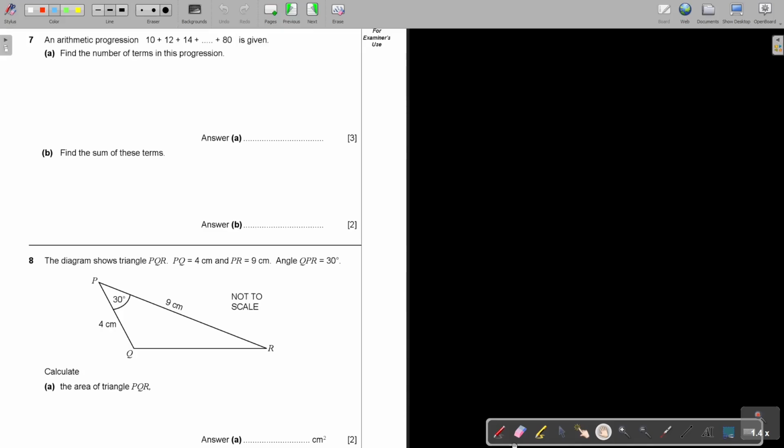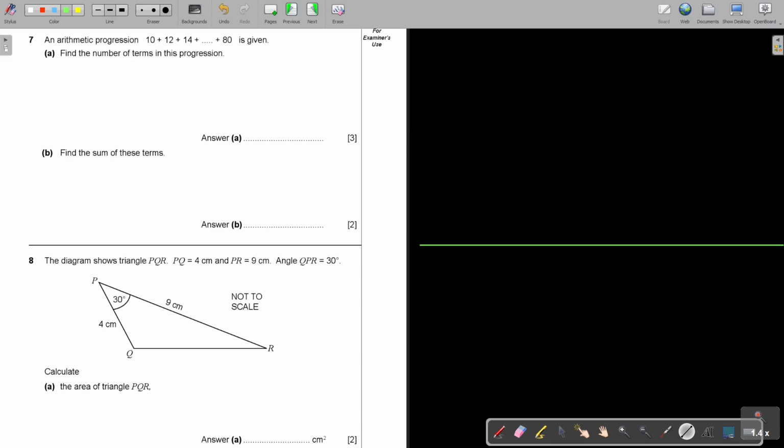Mathematics, Ordinary Level, Paper 2, 2023, Part 3. Let's start with question number 7. An arithmetic progression is given. Find the number of terms in this progression. Where will we find it? Okay, again, I'm going to show you.